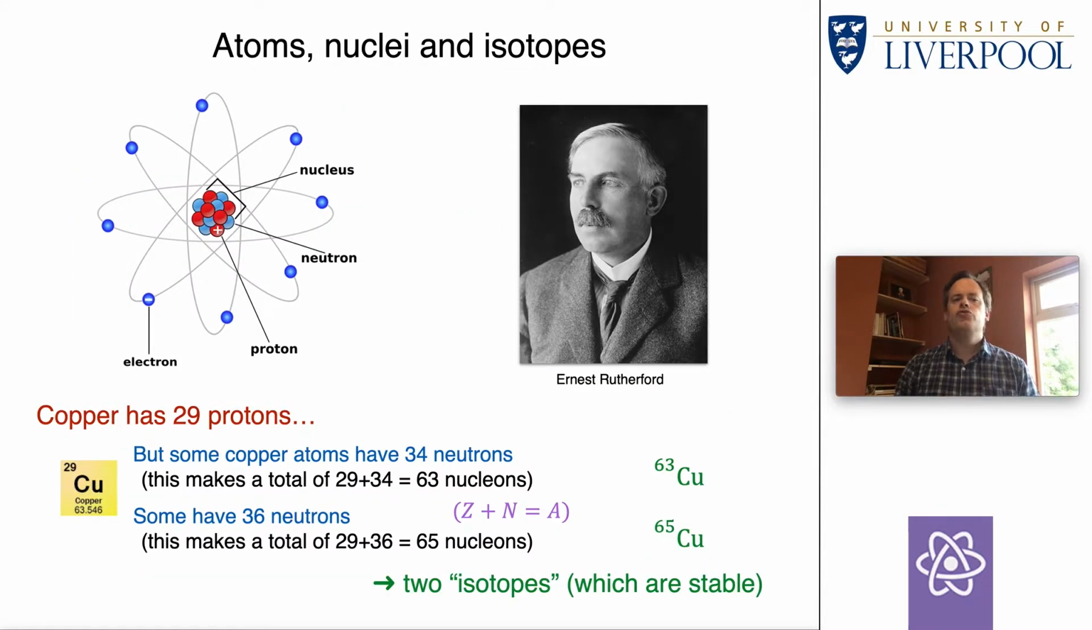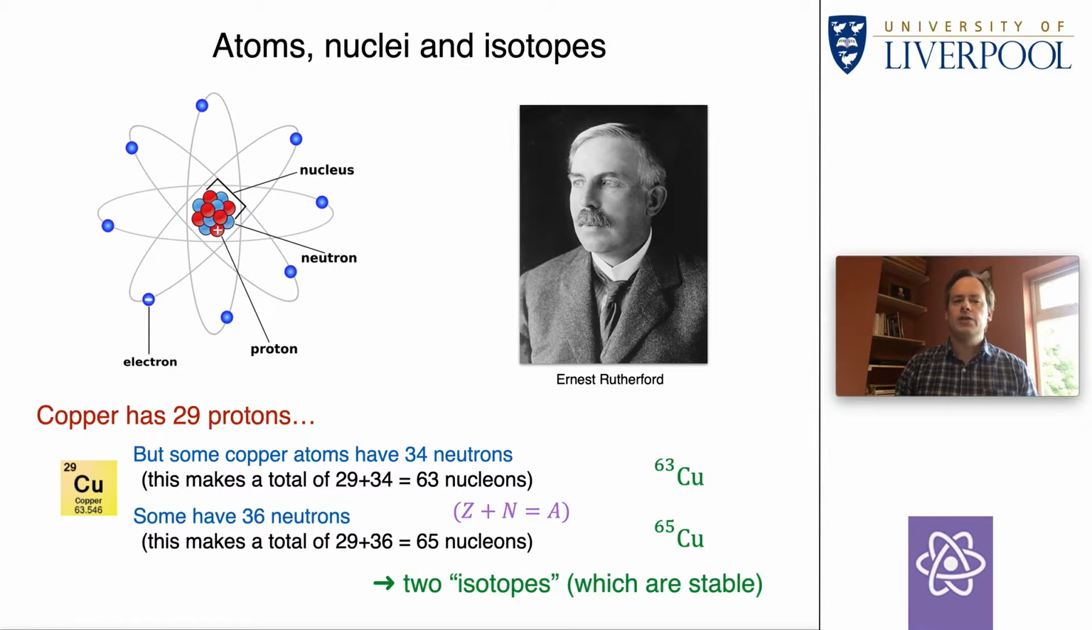But there are also neutrons present, and these are neutral. Now, of the naturally occurring copper atoms, for example, some have 34 neutrons and some have 36 neutrons. So this makes a total of 63 or 65 nucleons, which we call copper 63 and copper 65 respectively, and these are known as two isotopes of copper. Only two exist which are stable, but many more exist which are radioactive in decay.